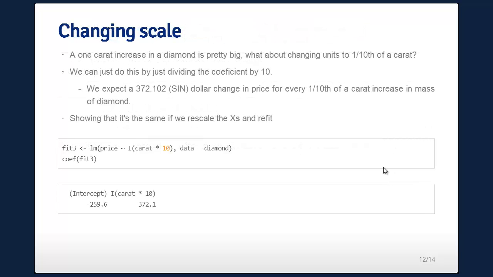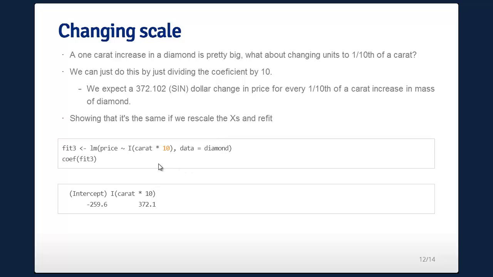Okay, so now we've kind of created a meaningful intercept. So a 1 carat increase in a diamond is actually pretty big, I guess. I don't know a lot about diamonds, but it seems like, given the range of the data. So what about changing the units to 1/10 of a carat? We can just do this by dividing the coefficient by 10. So if you look back, it was 3,721. So we can say we would expect a $372 change for every 1/10 of a carat increase in mass of the diamond. So that's much easier, and again, you can do that without having to refit the model.